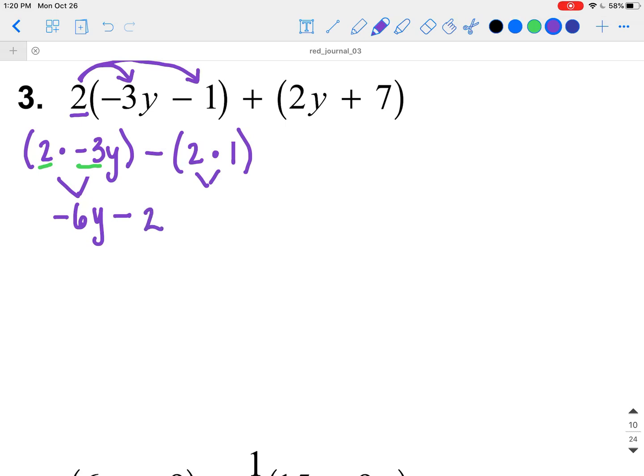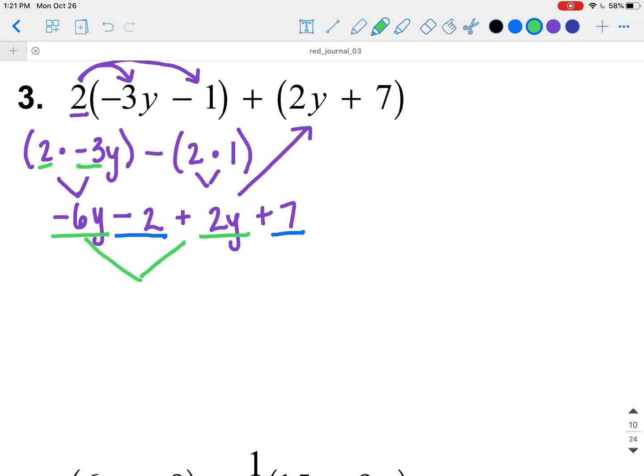And I'm going to bring down the rest from this equation, plus 2y and plus 7. I got that from up there. Now let's identify terms that are like. We have negative 6y and 2y. Those are like. And we have negative 2 and positive 7. Last step is combining those.